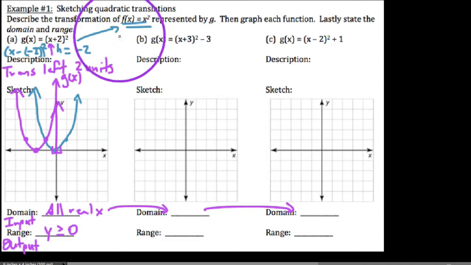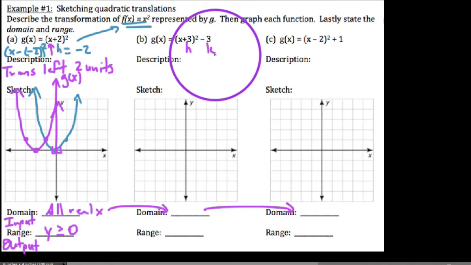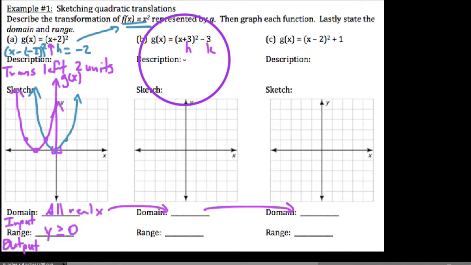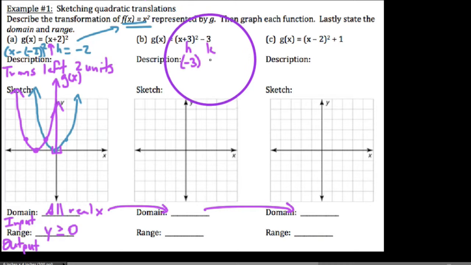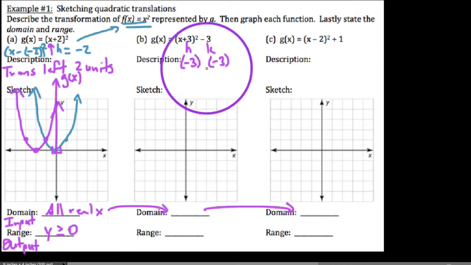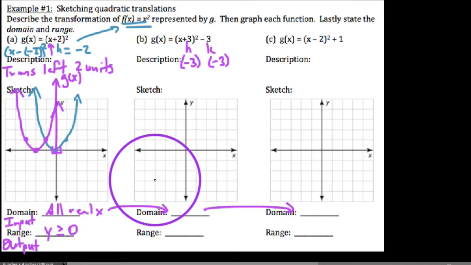So taking a look at letter B here, a little bit different. We're putting together two different transformations. We have both an h value and a k value, and I do want to list what these both are. Our h value appears to be backwards, right? But it's negative 3, and our k value is also negative 3. So using h and k as we do, we could say, well, we usually start at the origin. We're going to start now left 3 from there and down 3 from there.